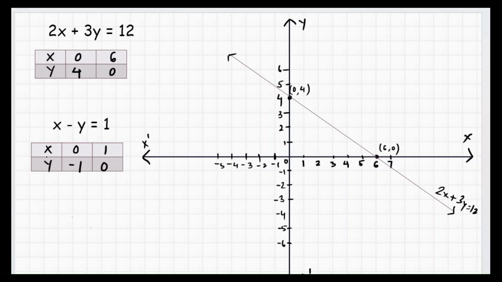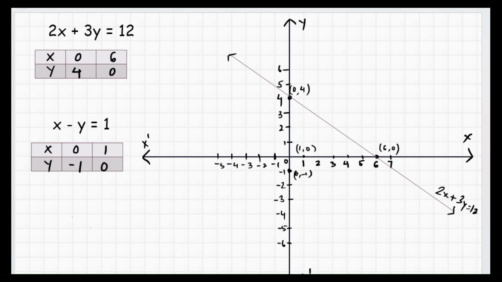Let's do the same for the second equation. x 0, y minus 1. Where is y minus 1? Over here and x is 0. So one of my points is this. If you want to write, this point is 0, comma minus 1. Okay, my next point is x 1, y 0. Where is that? Over here. 1, comma 0. So let's draw a line which joins these 2 points.